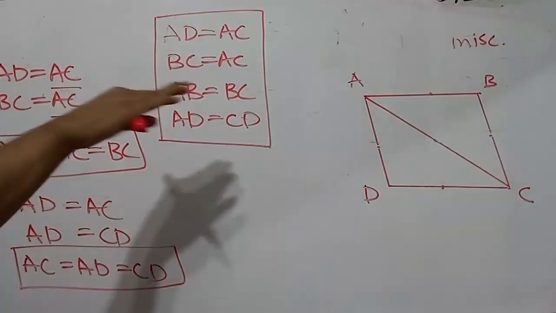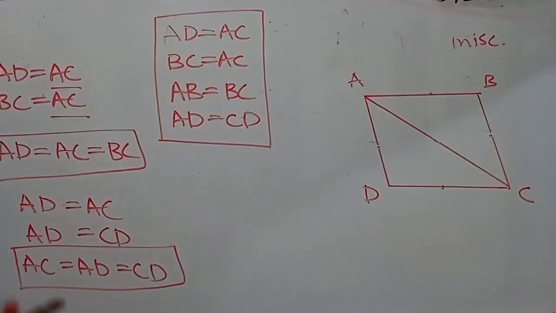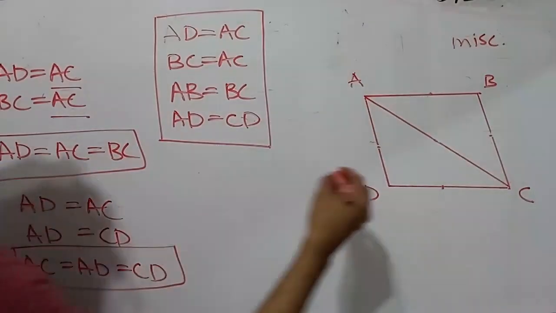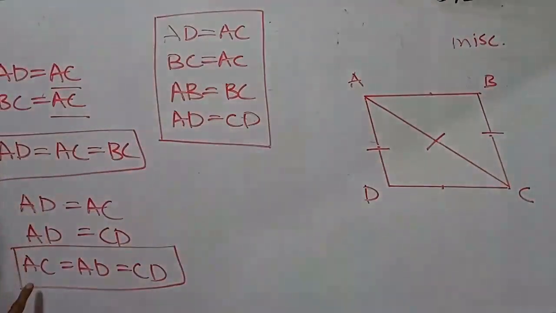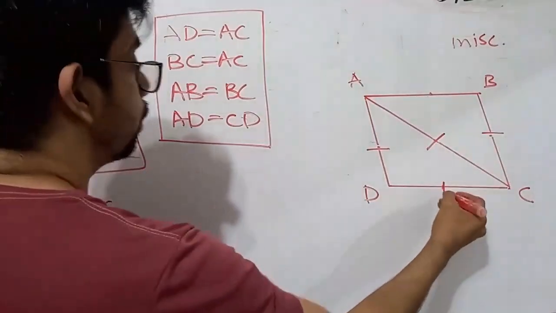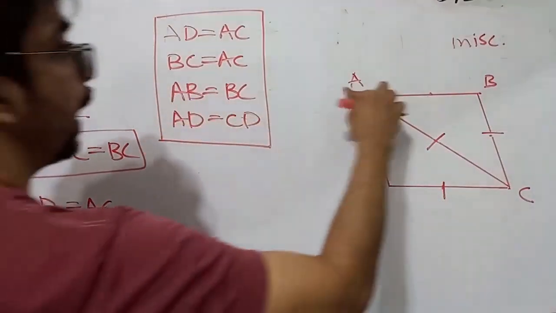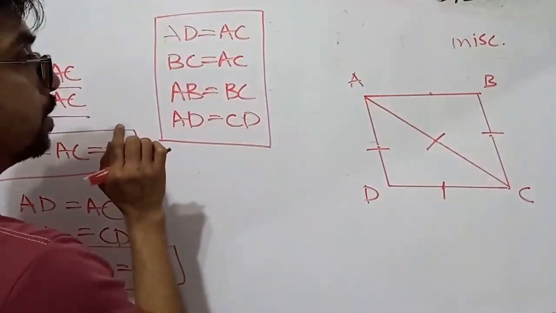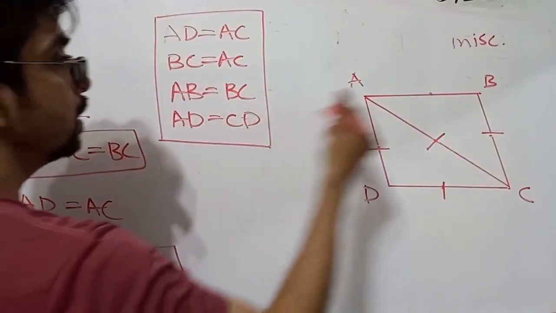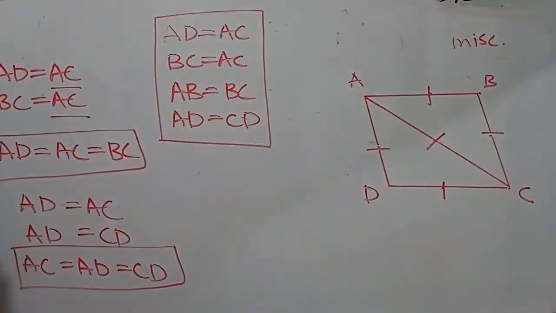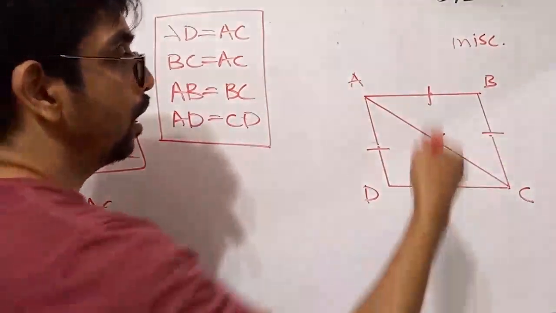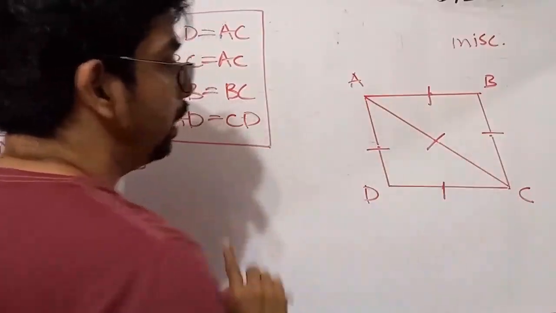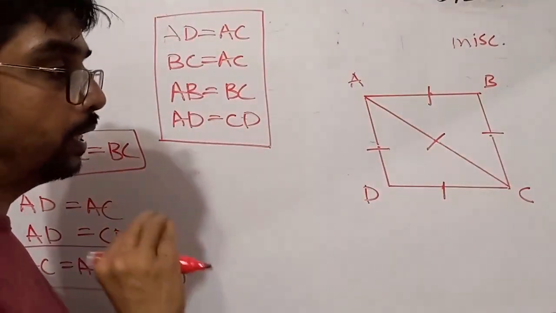So we have to mark this information on the given diagram, right? So AD, AC, BC. AD, AC and BC. Then AC, AD and CD. And also AB. AB side is equal to BC. So that means what? In this rhombus, consider the sides, right? 1, 2, 3, 4 and the diagonal, we have 5 sides, including the diagonal.